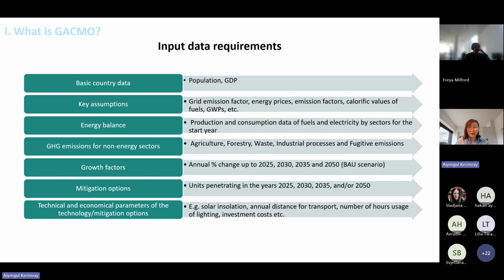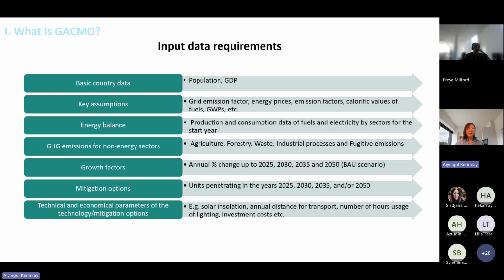Growth factors are provided. So using the growth factors, GASMO makes projections in the BAU scenario. And these growth factors should be estimated outside of the modeling tool. So compared to the Mitigation tool, where growth factors are automatically estimated, here in GASMO the user has to provide those growth factors. A user has to provide mitigation options, for example, the amount of electric vehicles, the amount of solar panels to be installed, the amount of efficient lighting, etc.